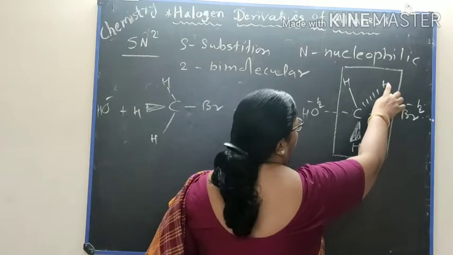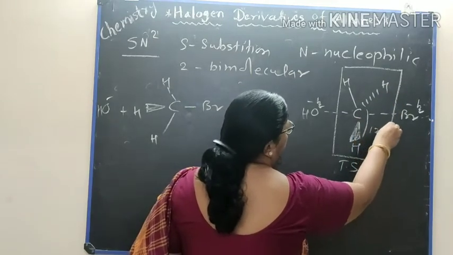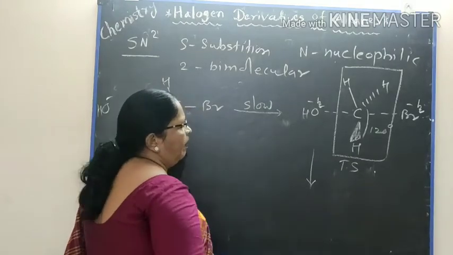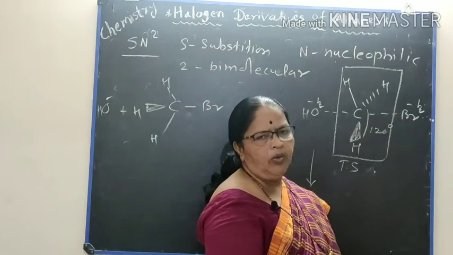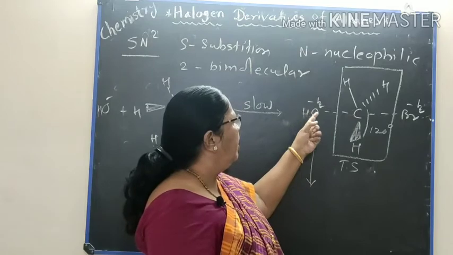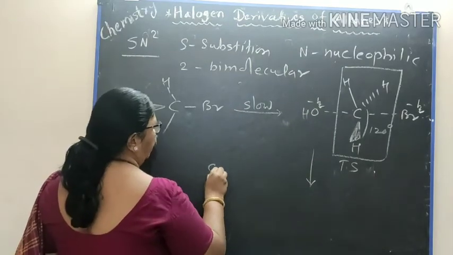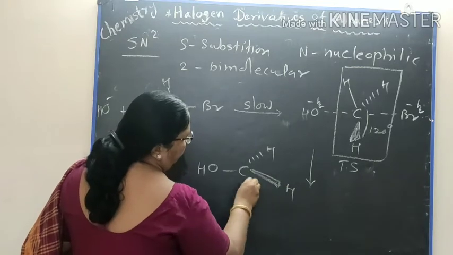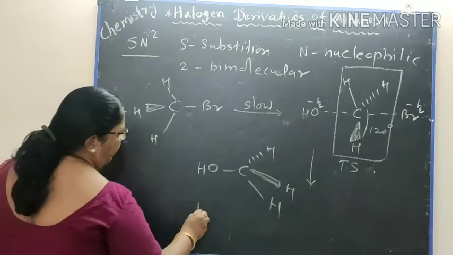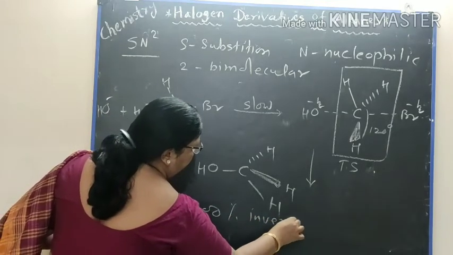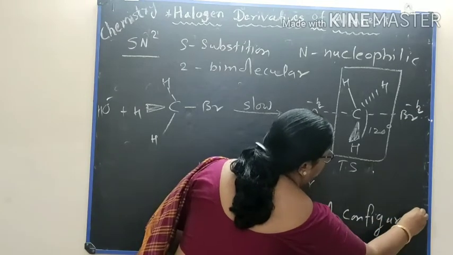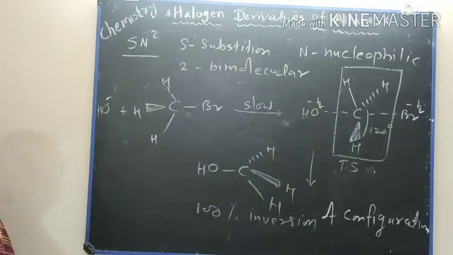Here the angle between hydrogen, carbon, hydrogen is 120 degrees. Then the C-Br bond breaks totally and the C-OH bond is formed totally. So you will get OH, C, with H and H. You will see that 100% inversion of configuration takes place. In such a way, the reaction takes place.